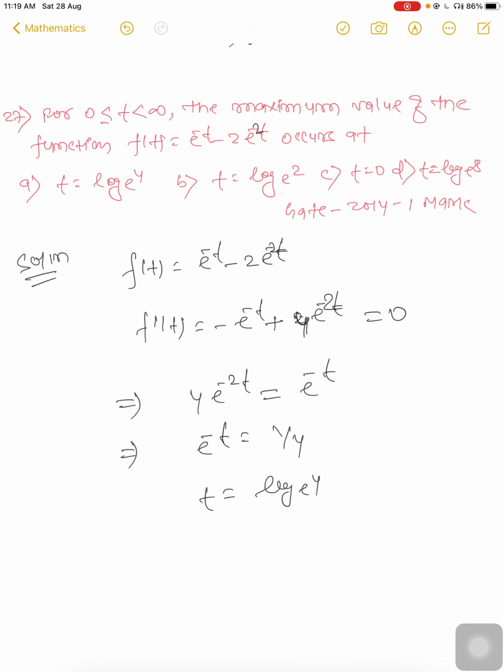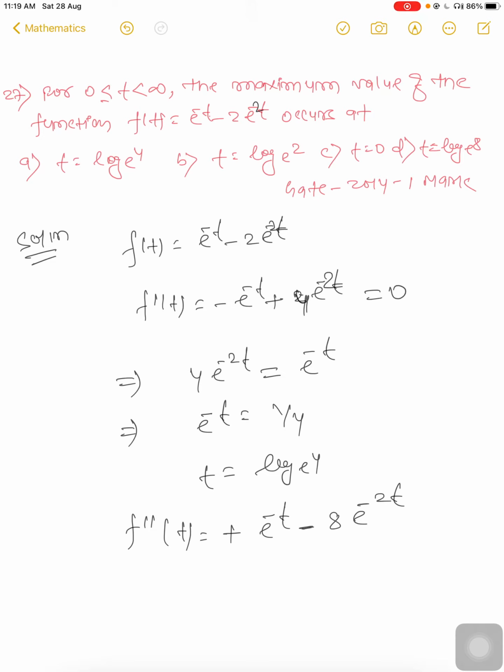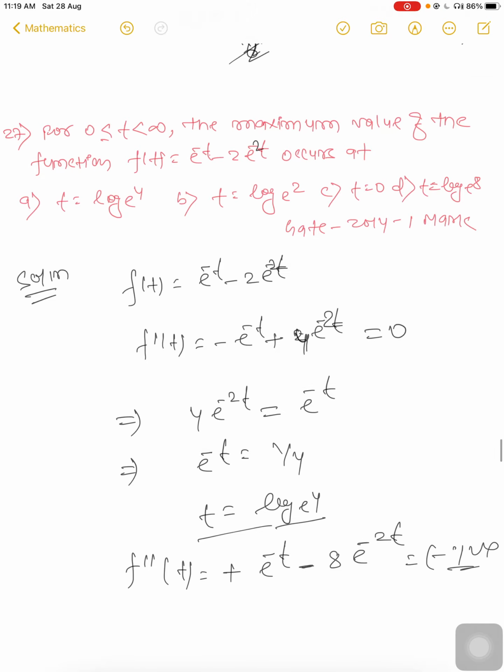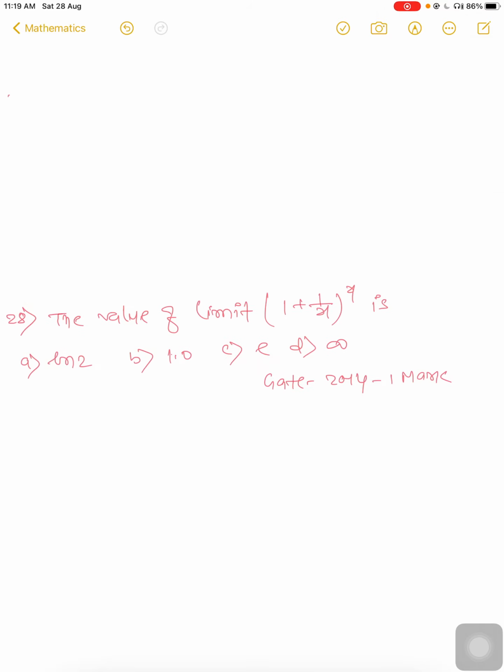So this is where the function occurs at maximum value. Now take the double differentiation. Then what will happen? Plus e to the minus t, then minus 8 e to the minus 2t. So when you put t equal to log e to the power 4, you will get the negative sign here. Then the maximum will occur at t equal to log e power 4. So option A will be the answer.